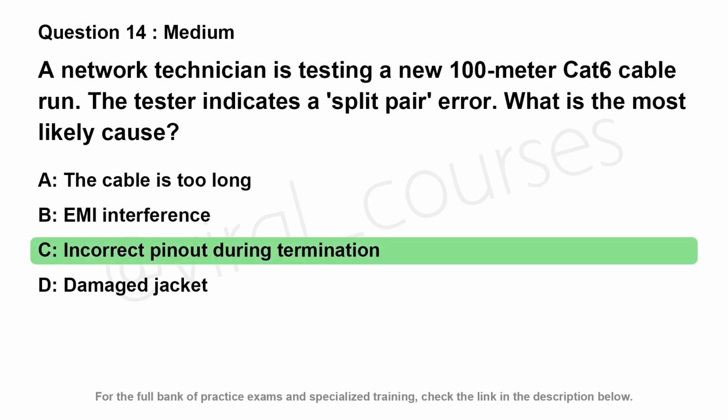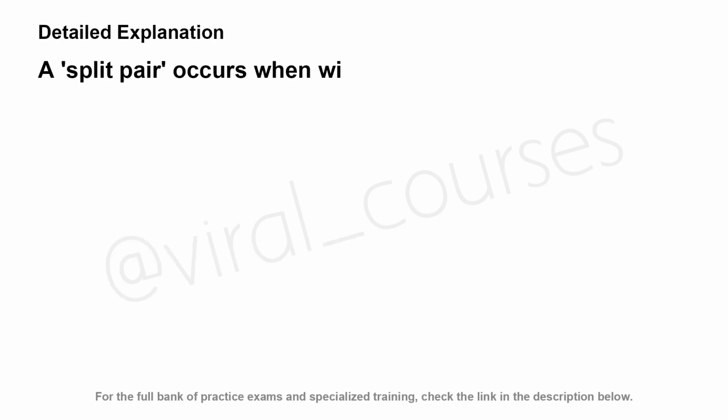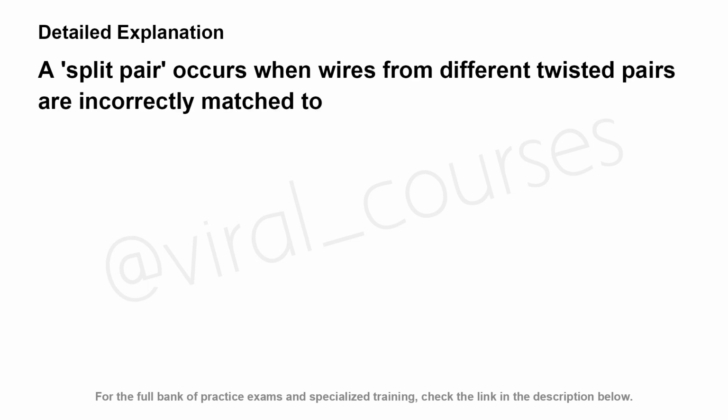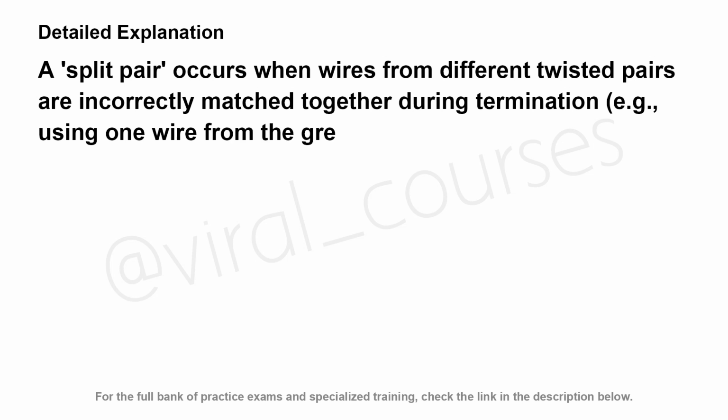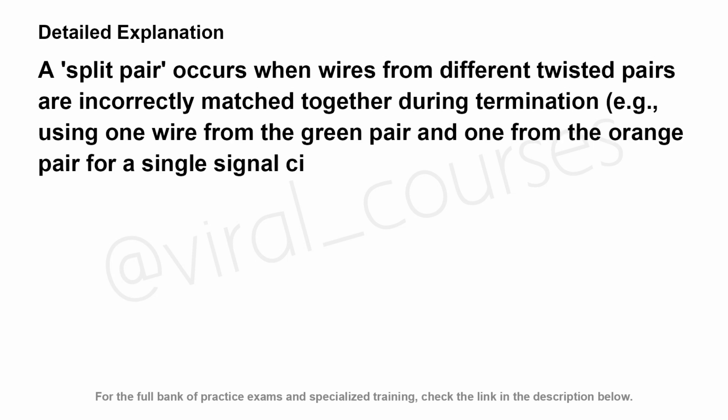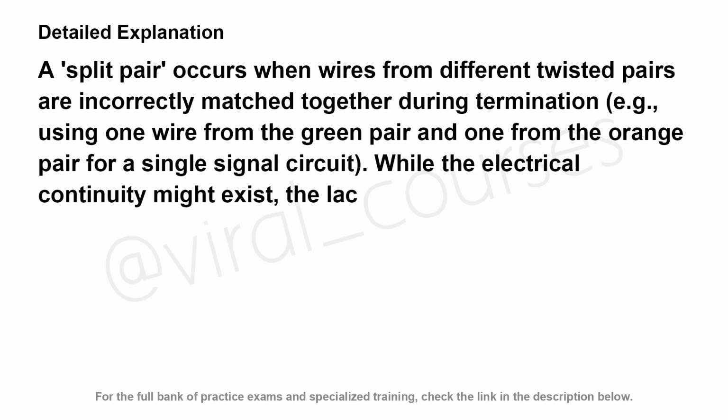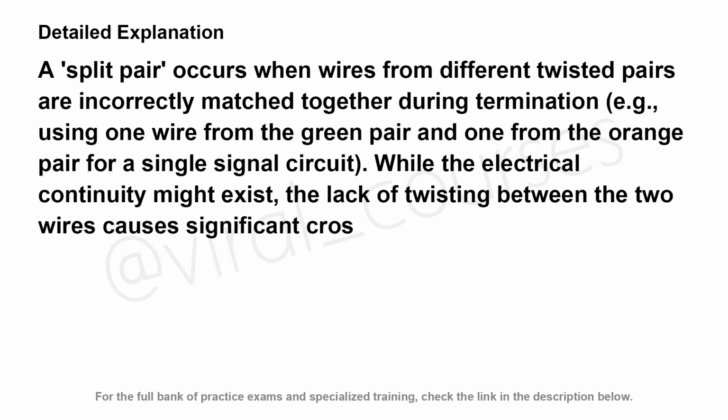The correct answer is C. A split pair occurs when wires from different twisted pairs are incorrectly matched together during termination, e.g., using one wire from the green pair and one from the orange pair for a single signal circuit. While the electrical continuity might exist, the lack of twisting between the two wires causes significant crosstalk and interference.